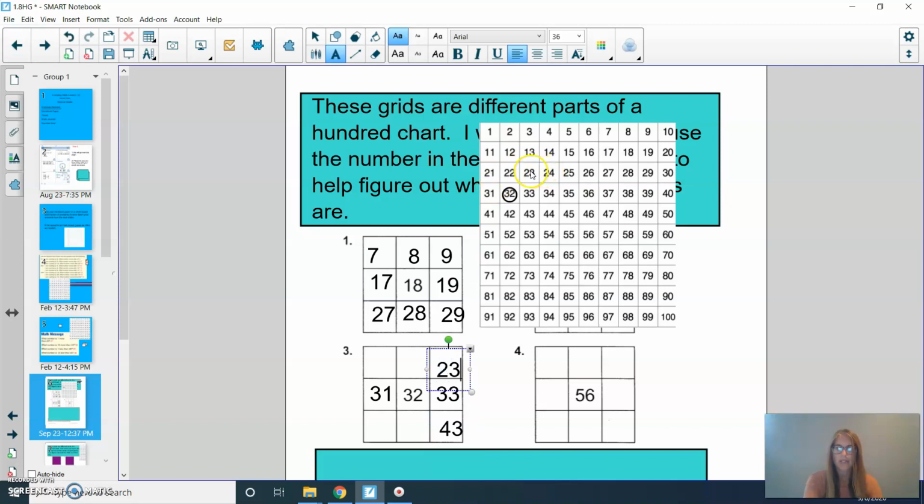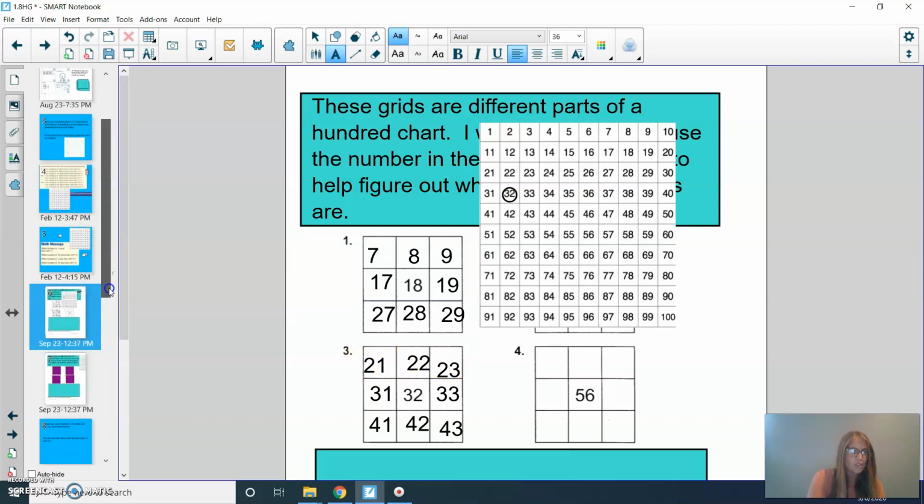Then I need to count backwards. So 1 less than 23 would be 22. And 1 less than 22 would be 21. Looking at 43, 1 less than 43 would be 42. And 1 less than 42 would be 41. And if you look again, you can see my numbers are counting by 10, 21, 31, 41. And then when they're going across, like 21, 22, 23, they're just increasing by 1.